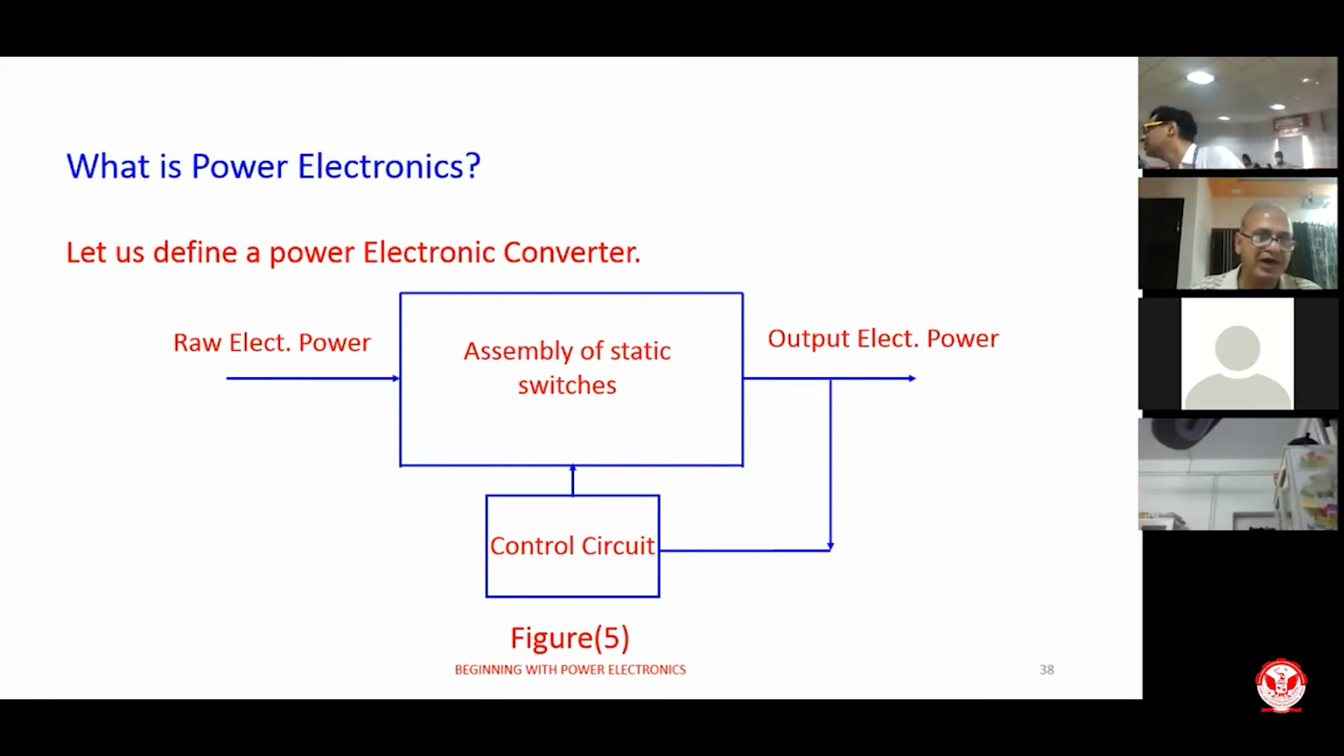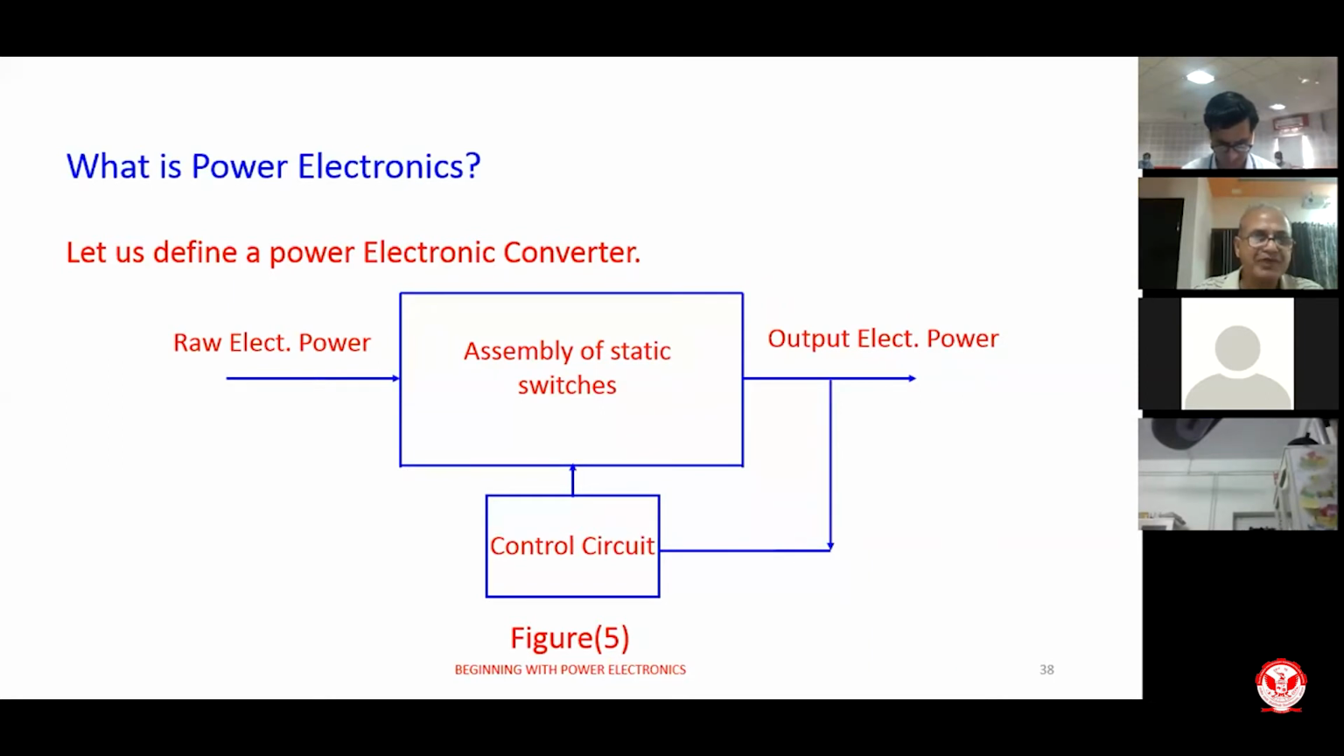So what I do, I feed this raw electrical power to an assembly of static switches. These static switches are being controlled with the help of a control circuit, and then the operation of the switches modifies the raw electrical power into a form that allows my load to perform in the optimum way. This particular combination is called a power electronic converter.